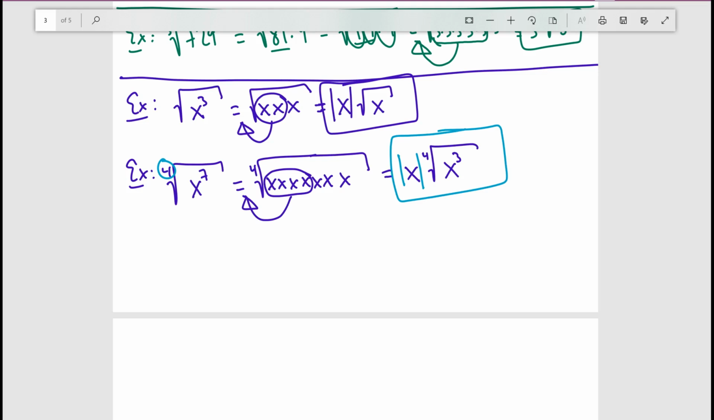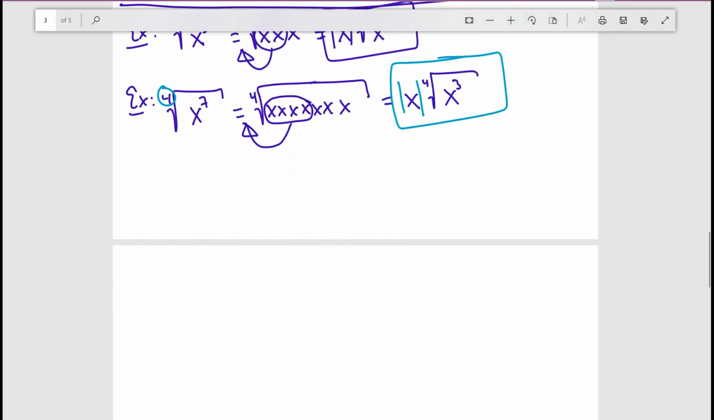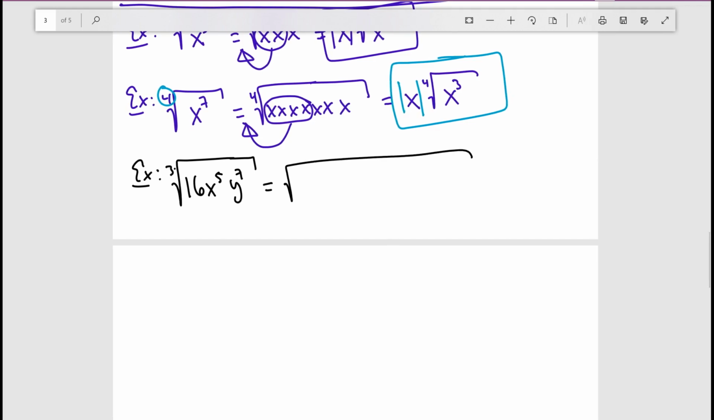Alright, now let's say we were looking at this other problem. Let's say we had, I don't know, the cube root of 16x to the 5th power y to the 7th. Now initially we know that this is an odd root, so we don't need to add absolute value. Now let's look at the 16. Let's decompose everything. So 16 can be broken up as 4 and 4, because 4 times 4 gives me 16. There's 5 x's, 1, 2, 3, 4, 5, and then I have 7 y's, 1, 2, 3, 4, 5, 6, 7.